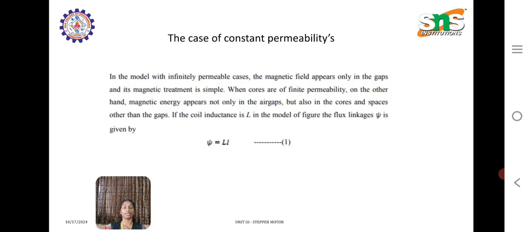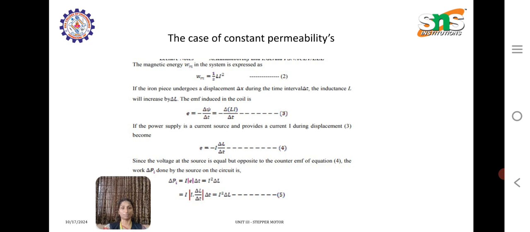Let us consider the case of constant permeability. With infinitely permeable cores, the magnetic field appears only in the gaps and its magnetic treatment is simple. When cores are of finite permeability, on the other hand, magnetic energy appears not only in the air gaps but also in the cores and spaces other than the gaps. If the coil inductance is L, in the model of the figure, the flux linkage phi is given by phi is equal to L into I. Here we are considering constant permeability, so there will not be any mu naught values.